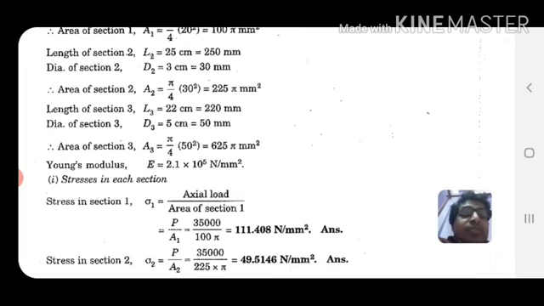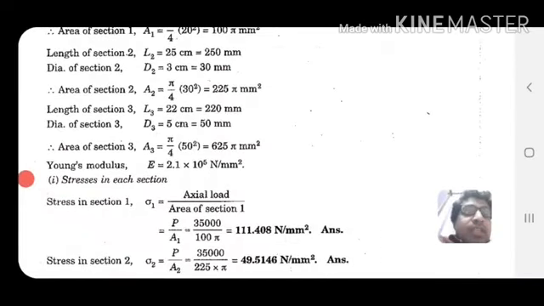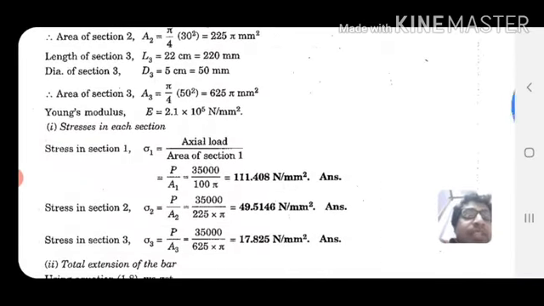Stress in section 1, sigma 1, is equal to axial load by area of section 1. Axial load 35,000 divided by A1, that is equal to 100 pi. So the axial load 35,000 divided by 100 pi is 111.408 Newton per millimeter square.